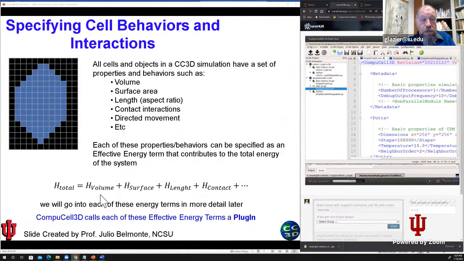As I said last week, in these kinds of simulations, nothing exists unless we assert it. And so cells will not have a volume, a surface, length, a contact, or a behavior unless we specifically specify it.